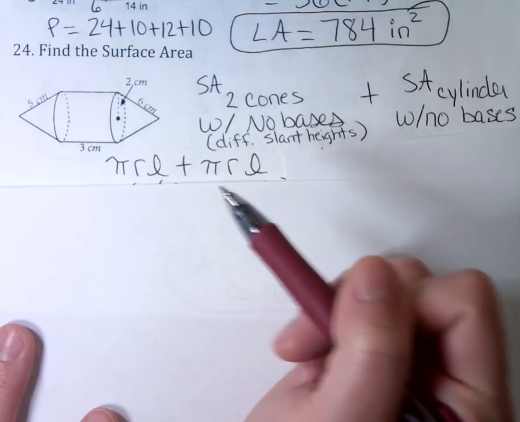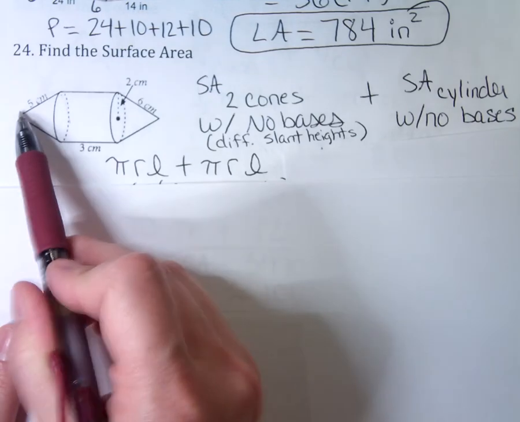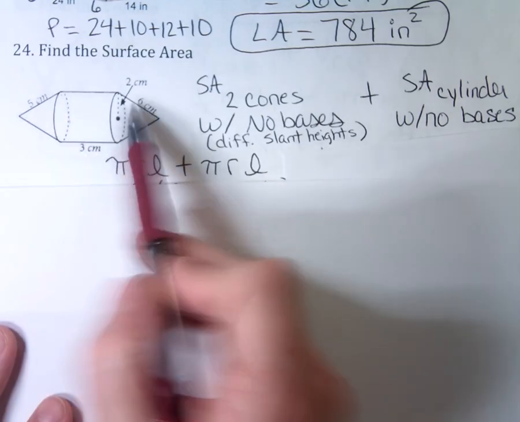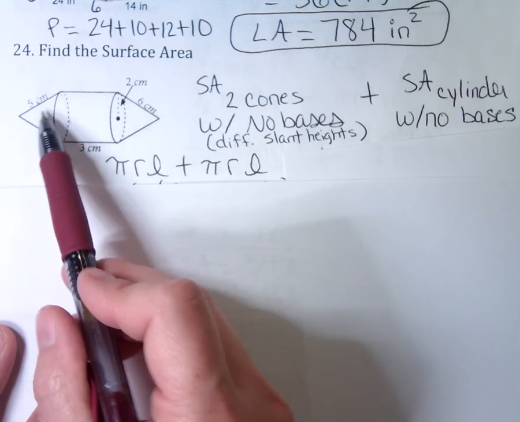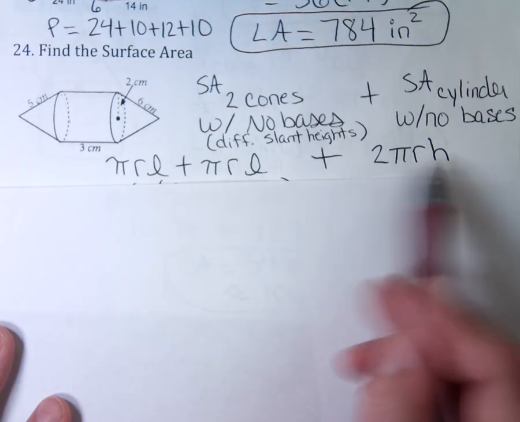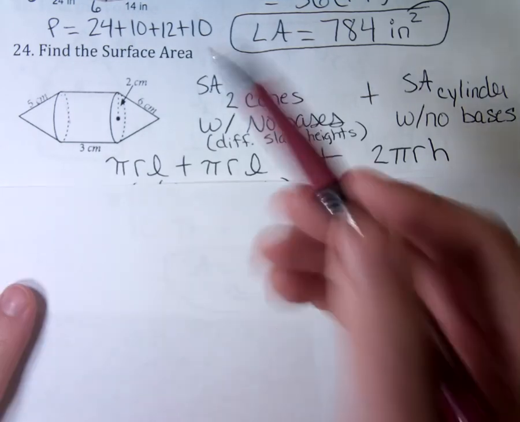Instead of 2 pi r L, I wrote it separately because the slant heights are different. So I can't just go 2 pi r L because there's 2 cones, and that's because the slant heights are different. So I'm going to do this cone and this cone. And then the formula for surface area of a cylinder with no bases, that's just the lateral surface area. So 2 pi r H. And then I just start plugging in everything I know. So this is pretty easy.